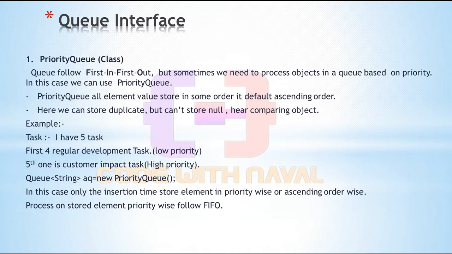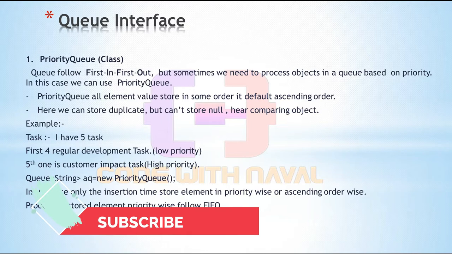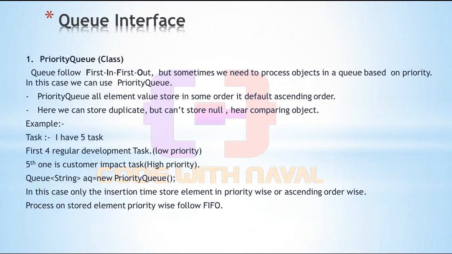Here we have some implementation classes and interfaces, so let's discuss them one by one. First we discuss PriorityQueue. This one is a class. Queue follows first in first out manner, but sometimes we need to process objects in a queue based on priority. In this case we can use a PriorityQueue. I have some requirement: I want to process data priority-wise. In that case I'll simply use a PriorityQueue.